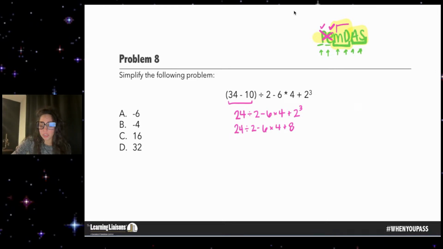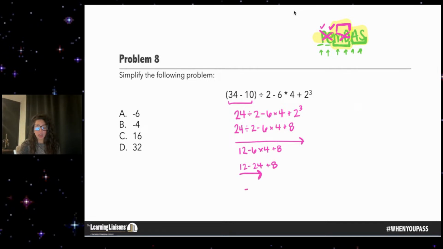Now I'm going to do multiplication and division, but I am going to do them in the order that I see them. So I'm going to do 24 divided by 2, which is 12. Keep everything else the same. Now I'm going to do my multiplication. Negative 6 times 4 is negative 24. Done. Now I'm going to do 12 minus 24 because the subtraction comes first. Negative 12 plus 8 equals negative 4. B is the correct answer.